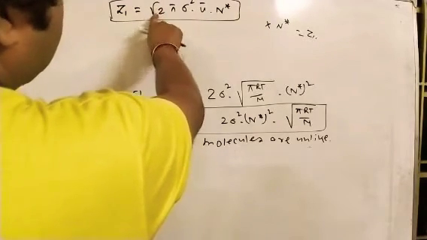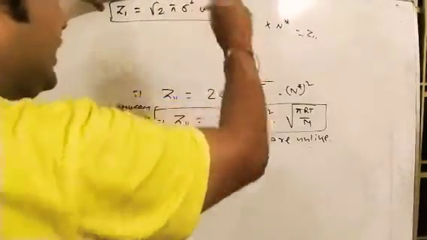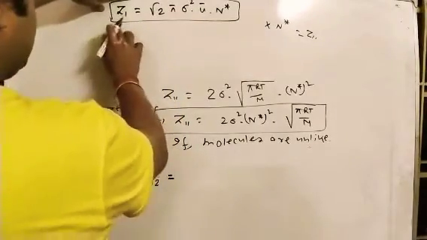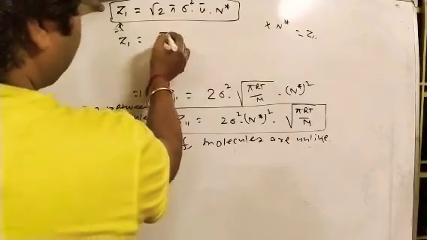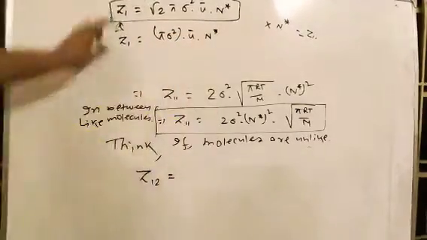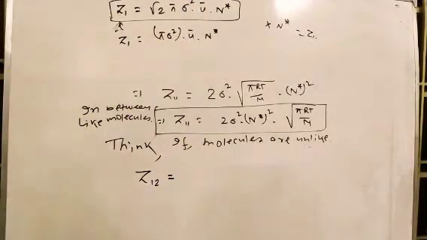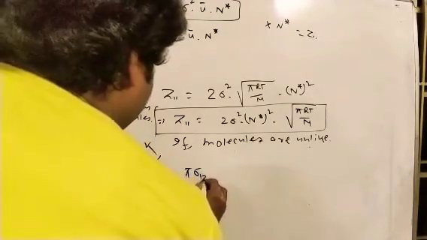Root over 2 into u, it was the formula when we changed the average velocity. Before that, this formula was Z1 is equal to pi sigma square into u bar into n star. So that was our mother formula where we changed this u velocity in a different manner. So that will be the main case in this particular instance.